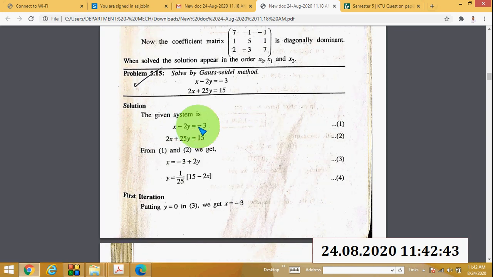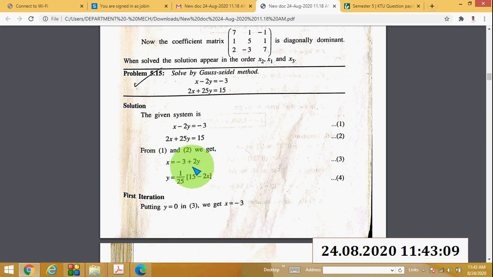From the first equation you have to write the value of x. So x is equal to minus 3, and on the right side the minus 2y changes to plus 2y. So x is equal to minus 3 plus 2y. This is equation number 3. Then from equation number 2 you write the value of y. So y is equal to 1 by 25 into (15 minus 2x). This is equation number 4.